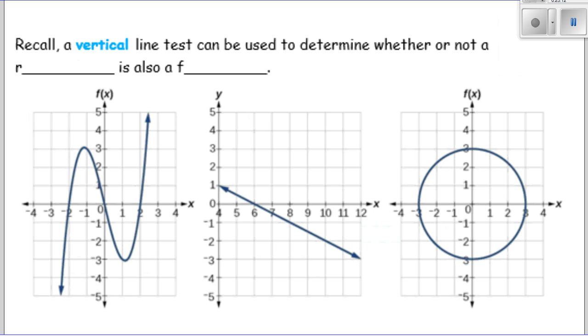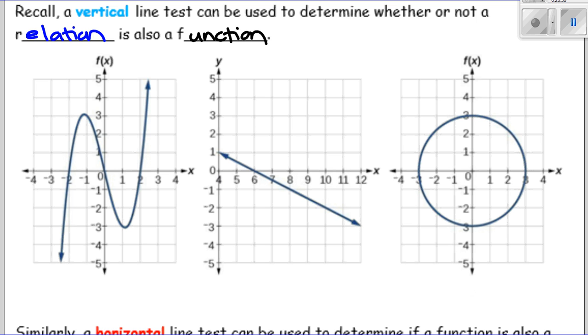Recall, a vertical line test can be used to determine whether or not a relation is also a function. A relation is anything plotted on a coordinate plane, but a function is a specific type of relation. So this is just a recap of the vertical line test.